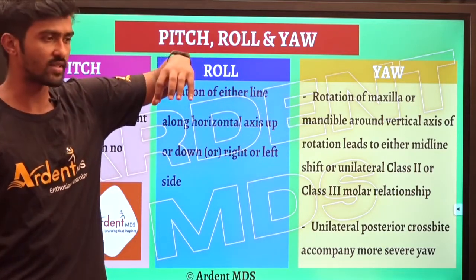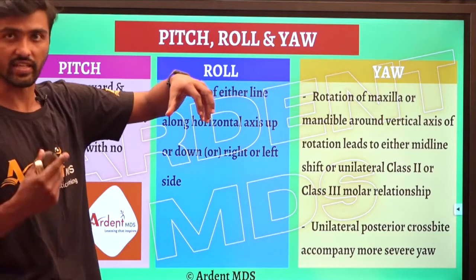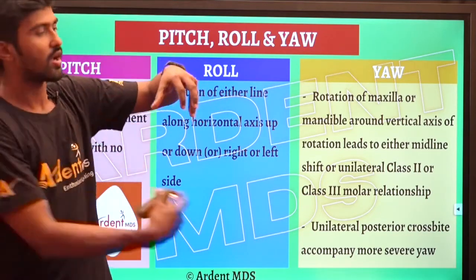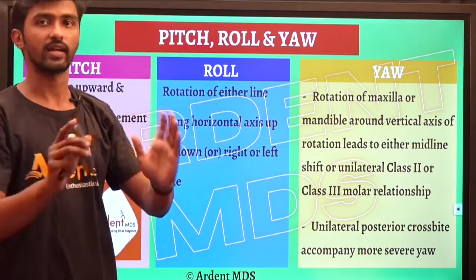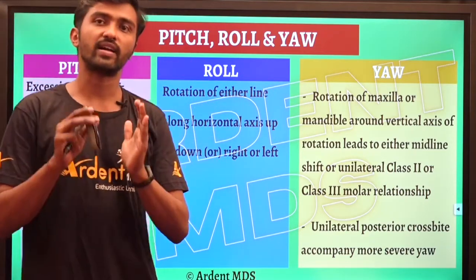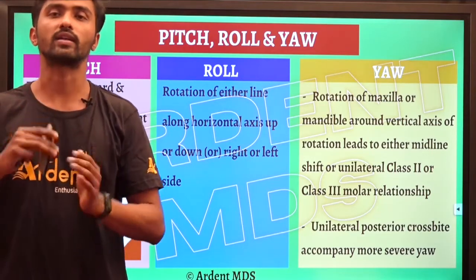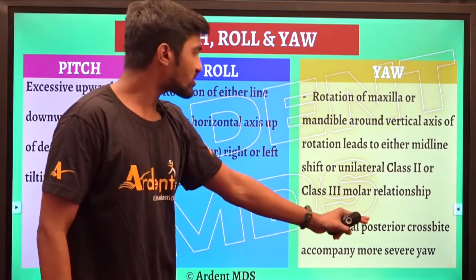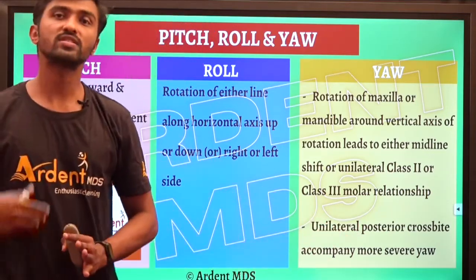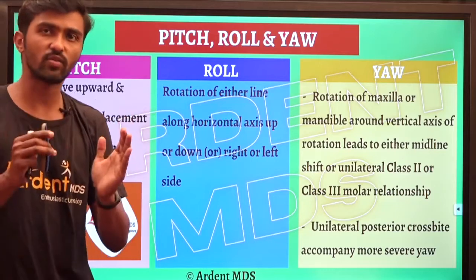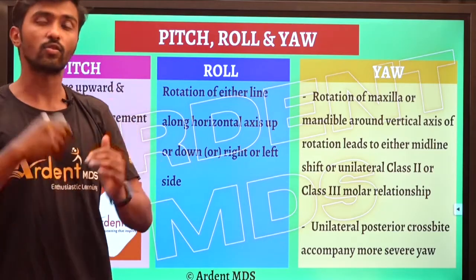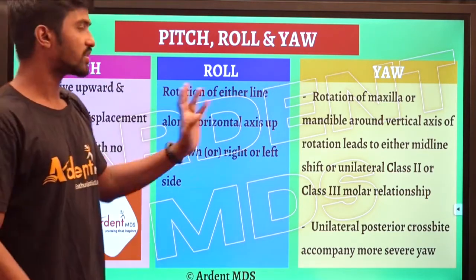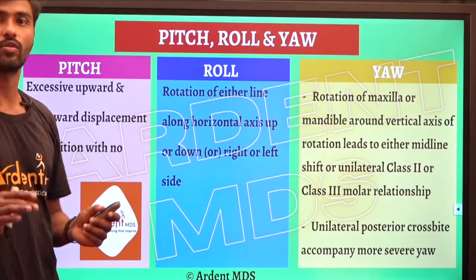So when the whole maxilla is turning towards the left side, that is yaw, there will be either unilateral class 2 or unilateral class 3, right? So yaw will manifest as unilateral class 2 or class 3 malocclusion as well. And unilateral posterior crossbite also accompanies more severe yaw. So when there is a crossbite only on one side, in those cases also yaw will be magnified in a huge manner. So this is all about pitch, roll and yaw.